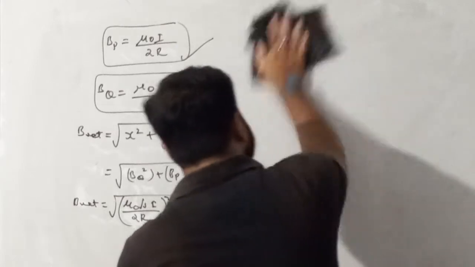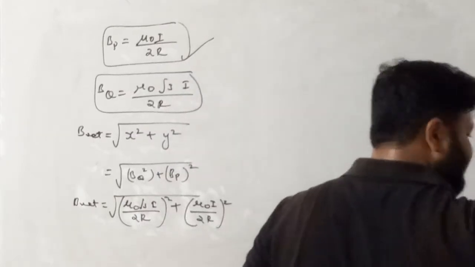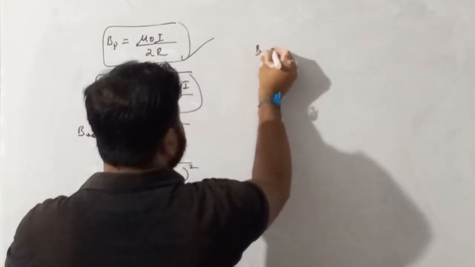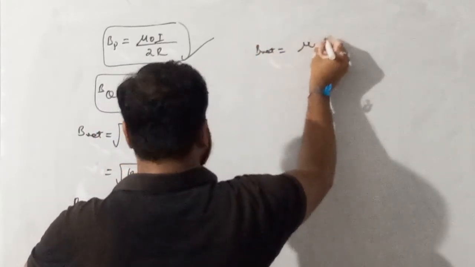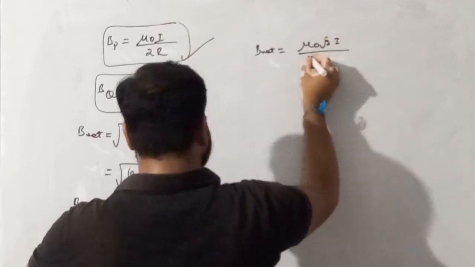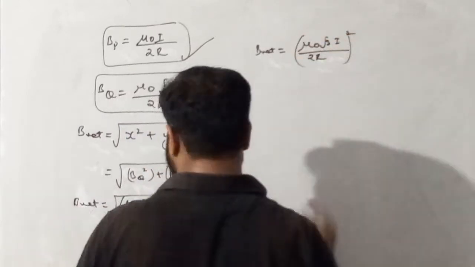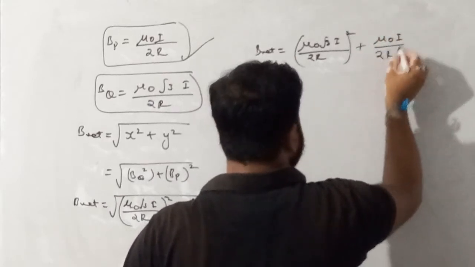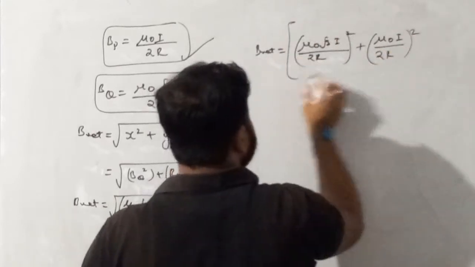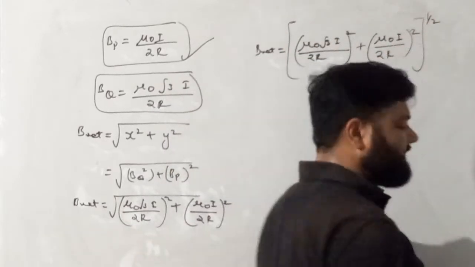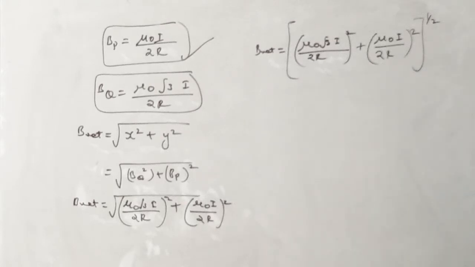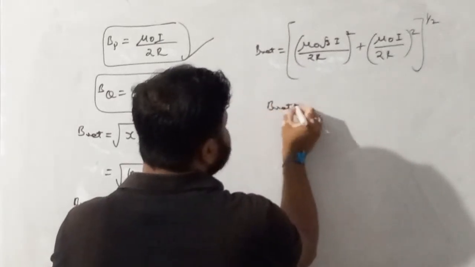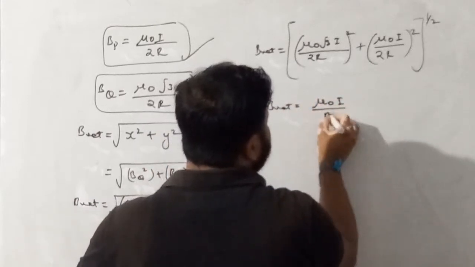Remove the root and put the power to be half. So what we'll get: B net becomes equal to mu naught root 3 I upon 2R and its square plus mu naught I upon 2R its square, and whole to the power half, because I'll remove the root. So just try to solve this, root 3, and after solving this you will get the value mu naught I by R. So B net becomes equal to mu naught I by R.